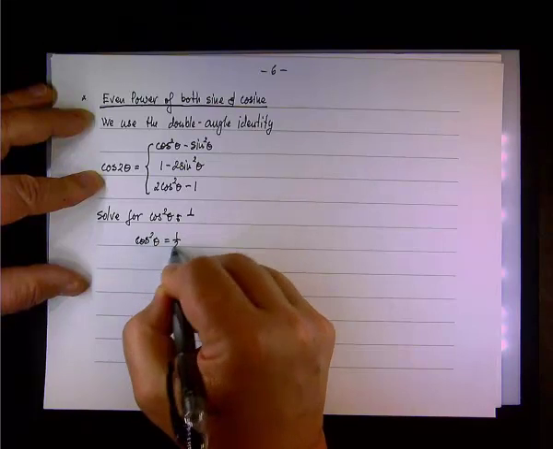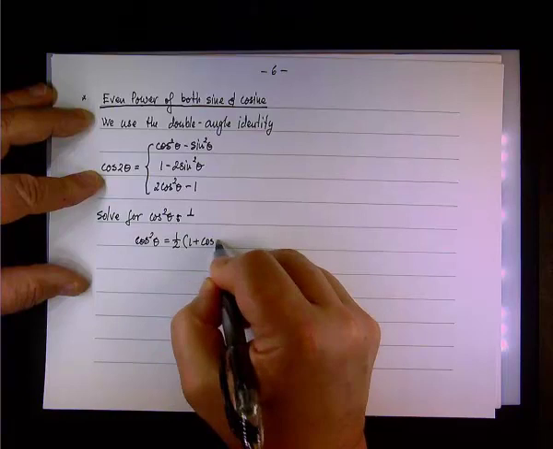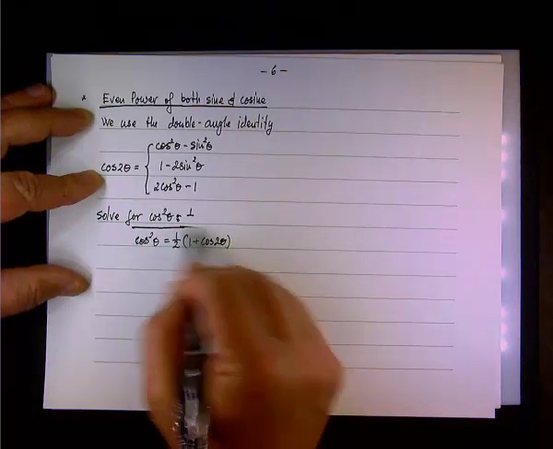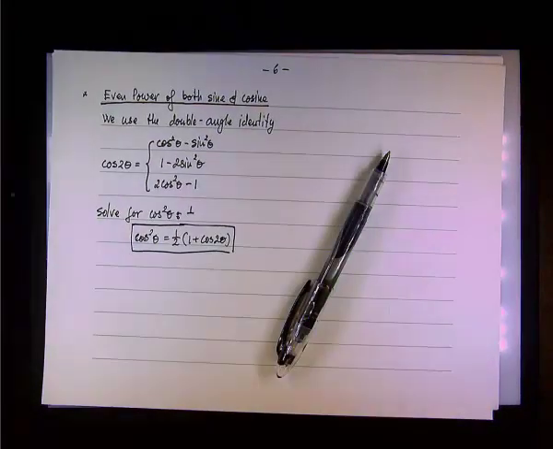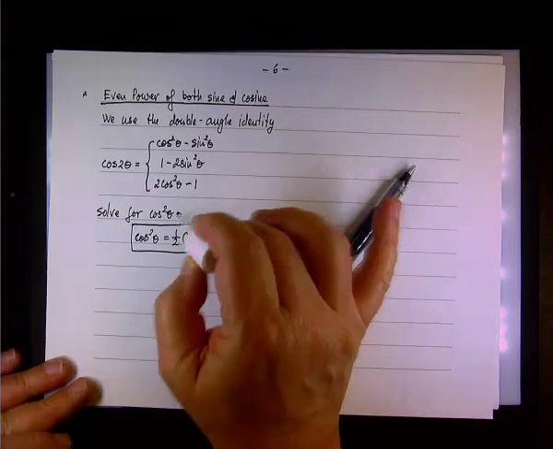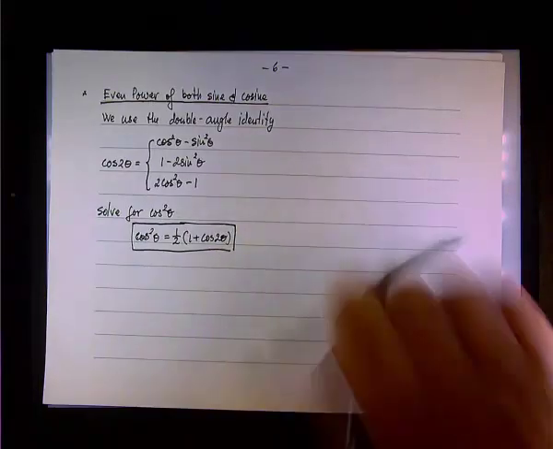Actually, let's write it here. Cosine squared equals 1/2 times 1 plus cosine of 2 theta. So this will be our replacement for the cosine squared. And if we are solving for the sine squared, you can work it out on your own.